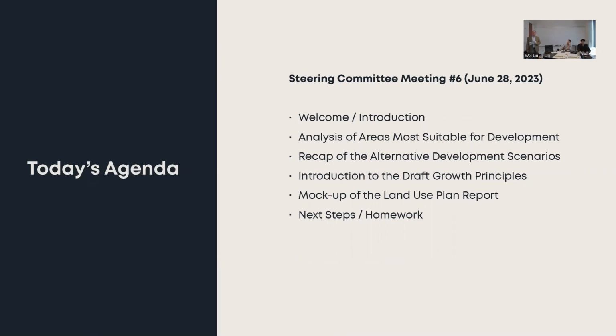We're going to ask for feedback between now and next Friday, the 7th of July. And maybe we can extend that a few extra days to try to lock that down a little bit more. And then show you a little bit about the land use plan report. We're starting to work on formatting of that and testing whether or not it's going to be 8.5 by 11 versus 11 by 17 and so on. And then we'll talk about the homework.